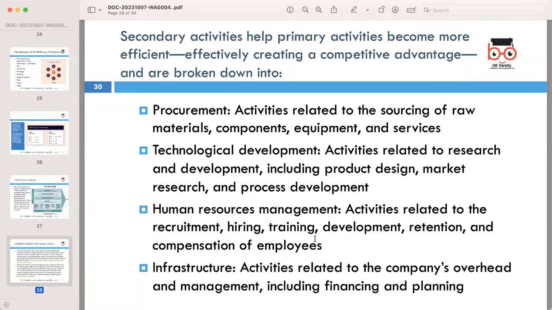So here, going further, procurement: activities related to the sourcing of raw materials, components, equipment, and services. Technological development: activities related to research and development, including product design, market research, and process development. Then we come to human resource management: activities related to the recruitment, hiring, training, development, retention, and compensation of employees. Infrastructure: activities related to the company's overhead and management, including financing and planning.